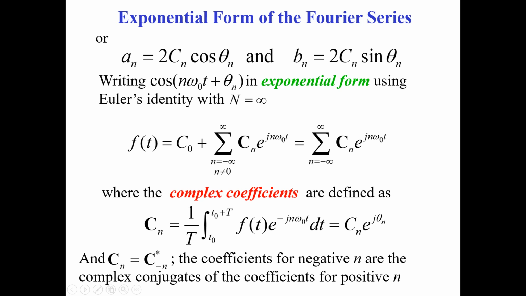Your complex coefficient is defined by a similar function, one over T times the integral of f of t e to the minus j n omega naught t. You have already seen this form, I'm sure you have followed this. And Cn is equal to the complex conjugate of C minus n, which clearly describes that the coefficient for negative n is the complex conjugate of the coefficient for positive n. You can easily determine the coefficient. If you find the one, then take the complex conjugate, it will be for the respective negative side.